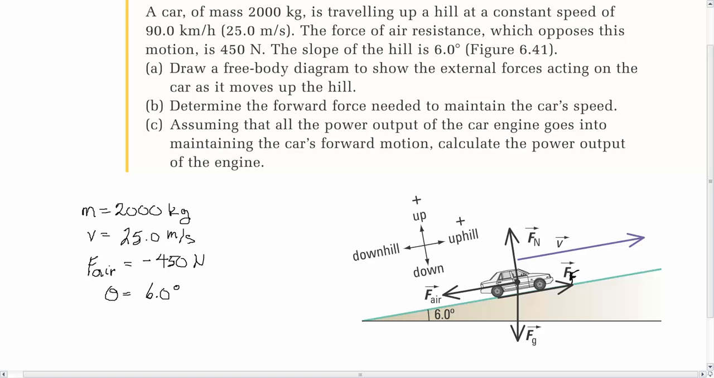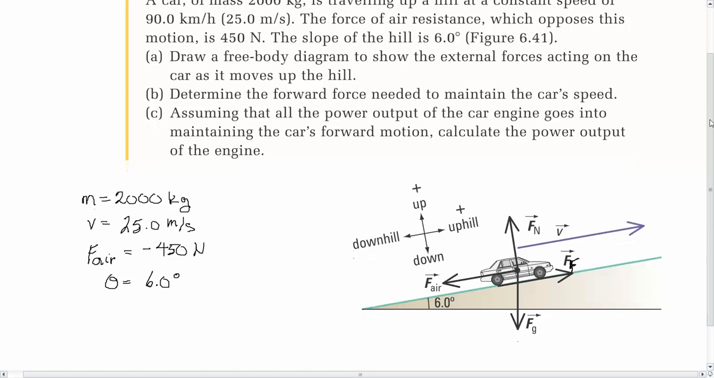We know that we always have a normal force that is perpendicular to the surfaces where the objects are forced together. Force of gravity always acts straight down. And finally, we have the air resistance acting backwards. And so we want to first draw our free body diagram.